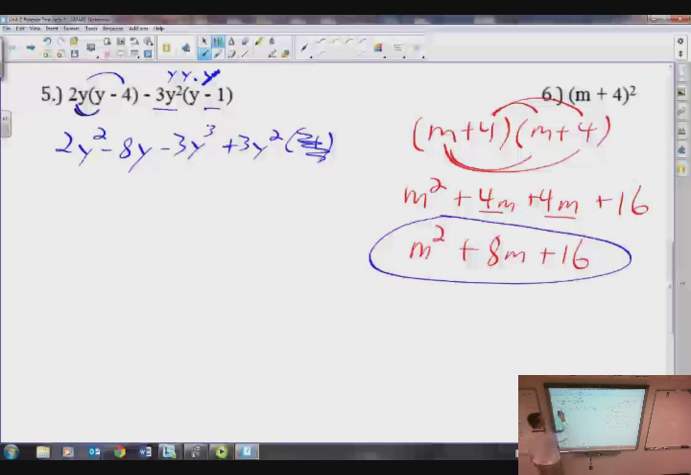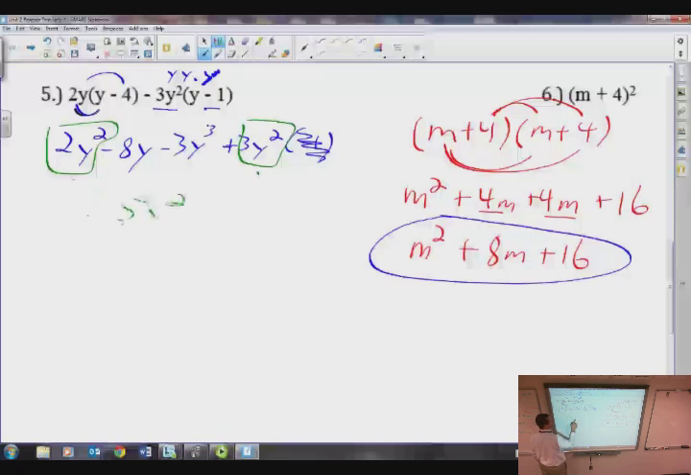And then we can see if we can combine any like terms still. So I notice here a 2y squared and a 3y squared. Okay, so let's see here. So that's going to be 3 and a 2. So 2y squared plus 3y squared is a 5y squared.